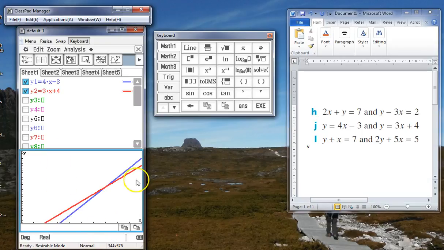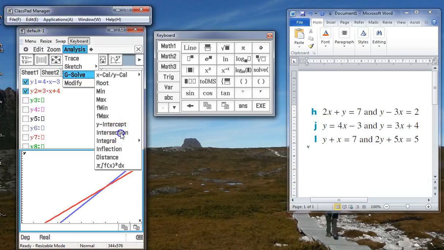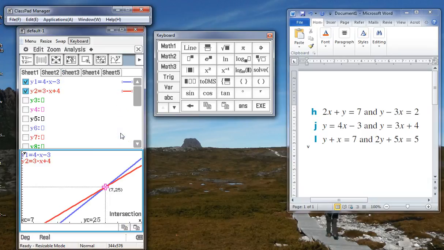Right, our window now shows the intersection between the lines, but we can't easily work out what that intersection is because we can't read the numbers on it. In order to do that, the most accurate way is to go into Analyze, G-Solve, Intersection, and the calculator will put a little point where the intersection occurs, telling us the coordinates. And in this instance, x equals 7, y equals 25, and that is where both lines intersect one another.